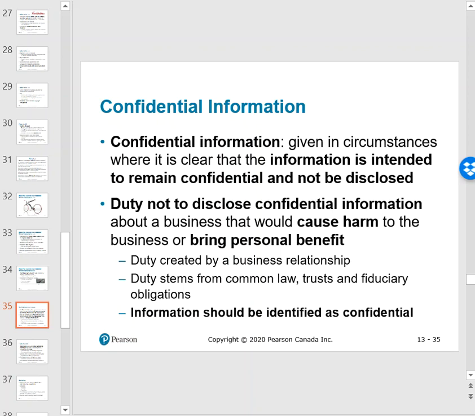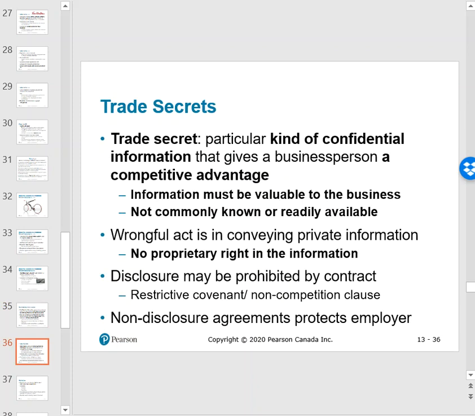So you can use a watermark, you can use a footnote, you can use a tag, a flag, but you have to use something. You have to write confidential information so that the receiver knows they cannot disclose. That confidential information has to remain confidential. And one of the most important types of confidential information is known as trade secret.